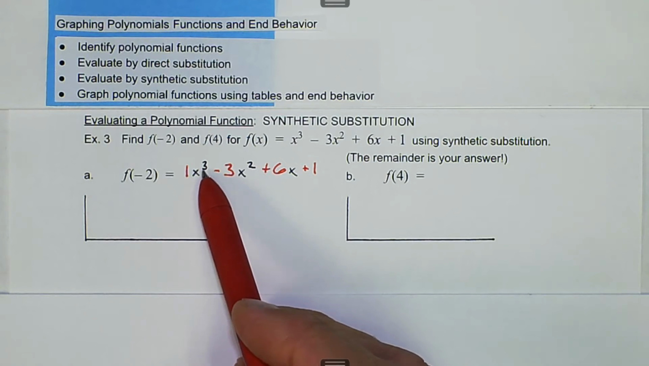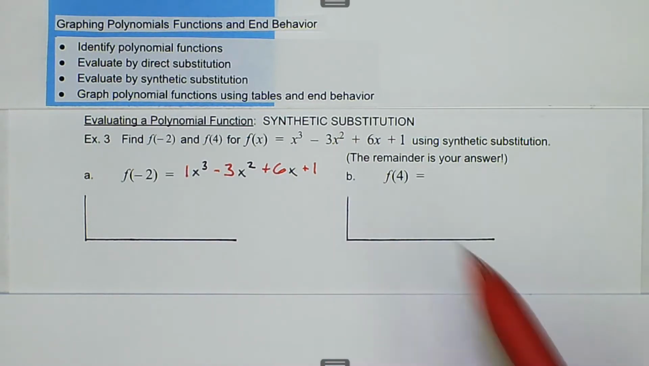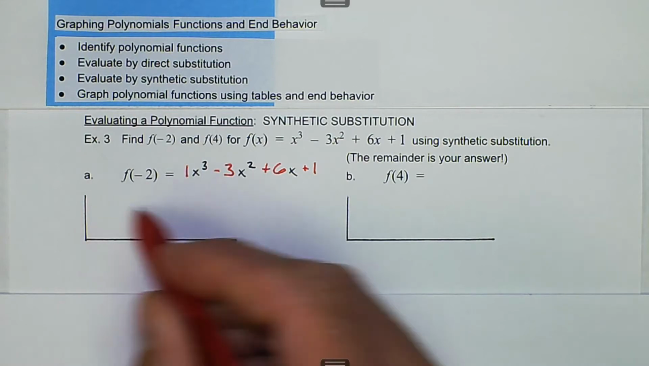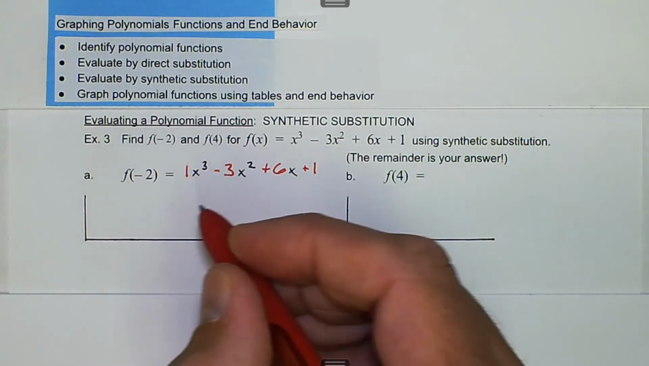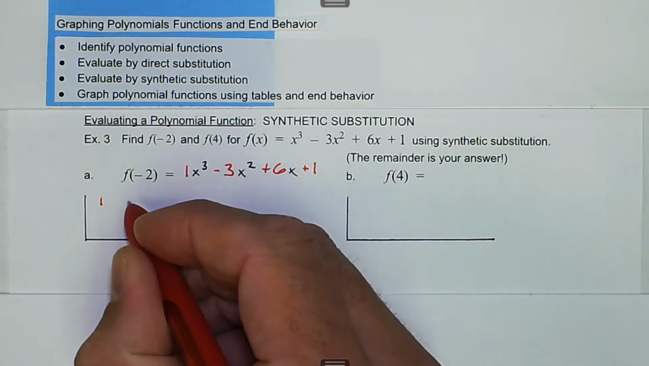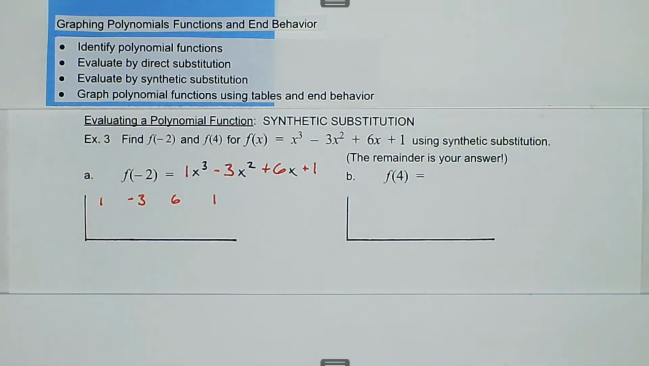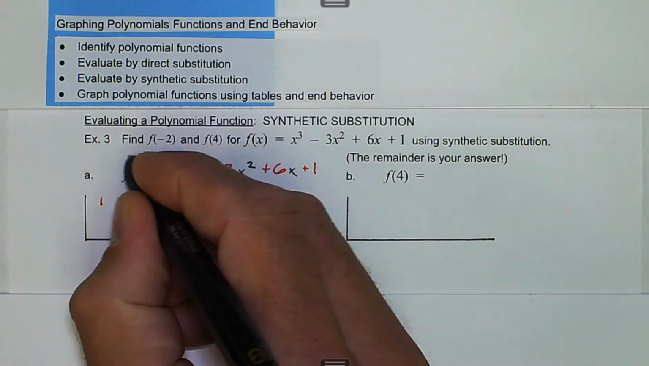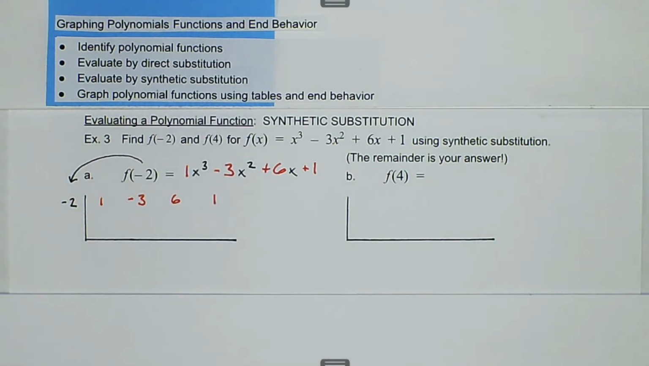We're going to make sure that we account for all of the degrees starting from the highest. So we have degree 3, then 2, then 1, then 0, so all of the coefficients are accounted for. I'm just going to write those in my synthetic division symbol here: 1, -3, 6, and positive 1. And the thing that we're going to evaluate at is -2, so -2 goes outside of the synthetic division symbol.